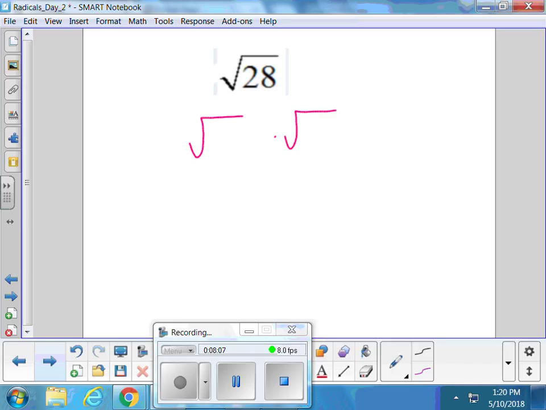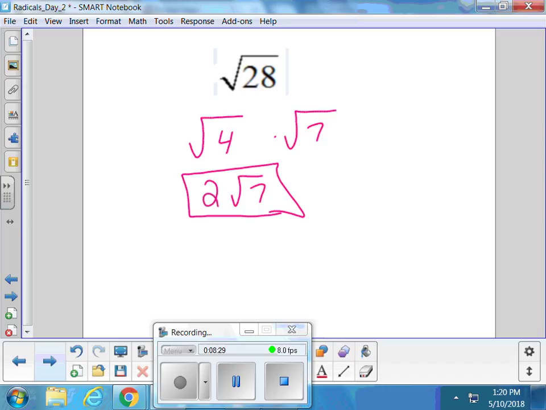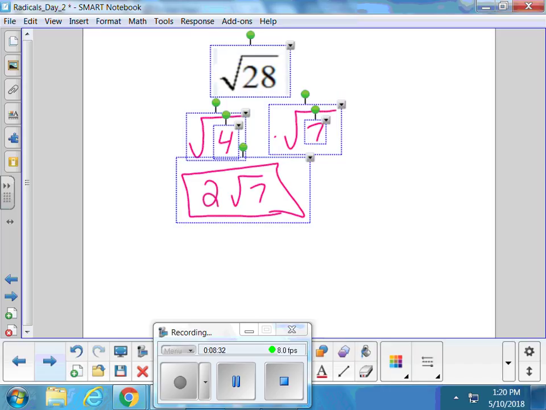Luis? Right, because 4 is a perfect square. So she's going to go with square root of 4 times square root 7, I think. And then the square root of 4 equals 2. And the 7 just kind of stays in jail because he's not a perfect square. So that's the answer. That's method 1, using the perfect square method.